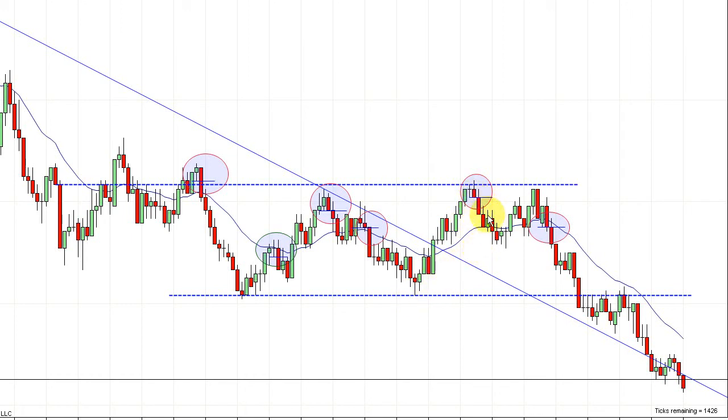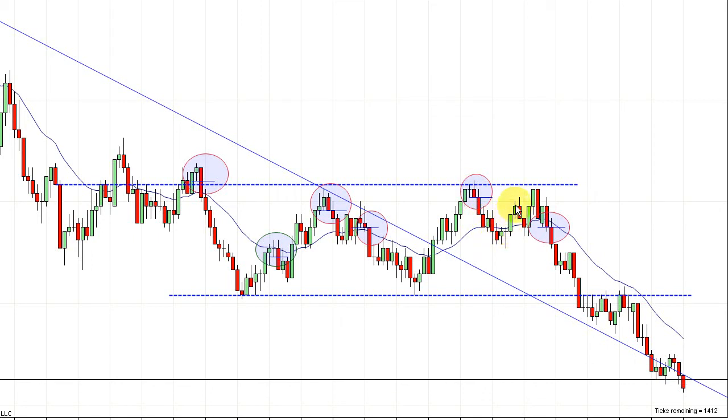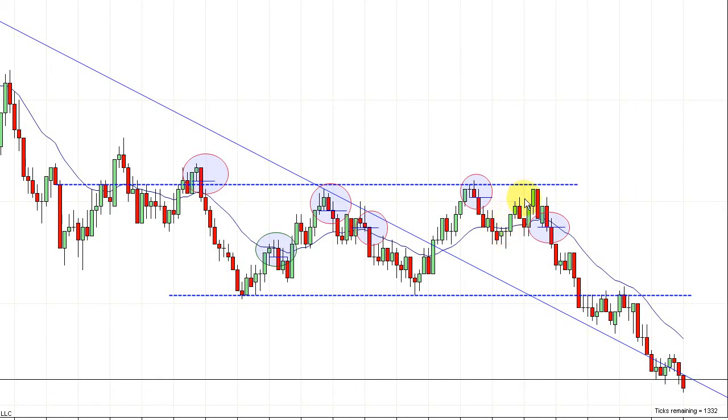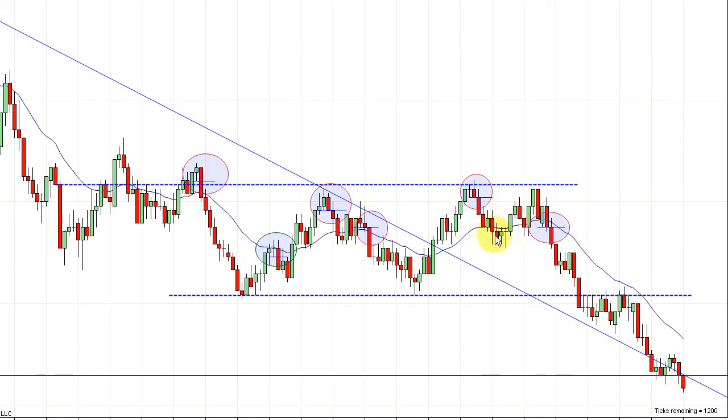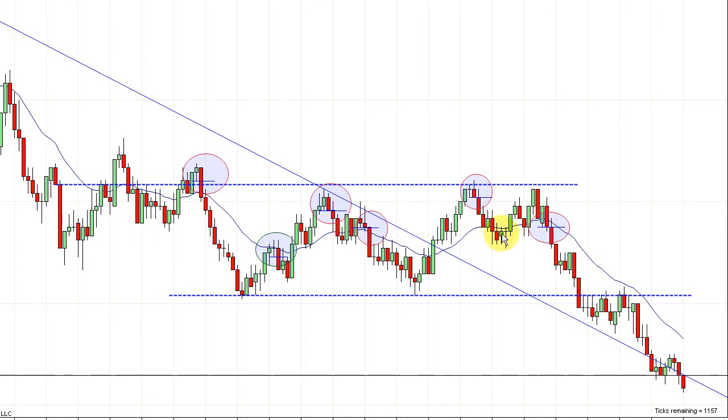And then we had a two-legged pullback and a second entry long on a smaller time frame. Plus, we had a trap right here. So you could have actually gone long right here, gotten just enough for a scalp, but I didn't mark that trade. I didn't like it. As you can see, there were 1, 2, 3, 4 overlapping bars again. One of them's a doji. So it's just not a great place to be entering.